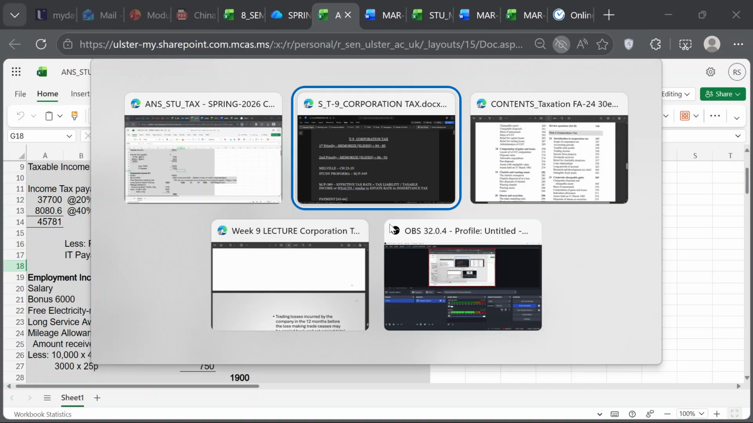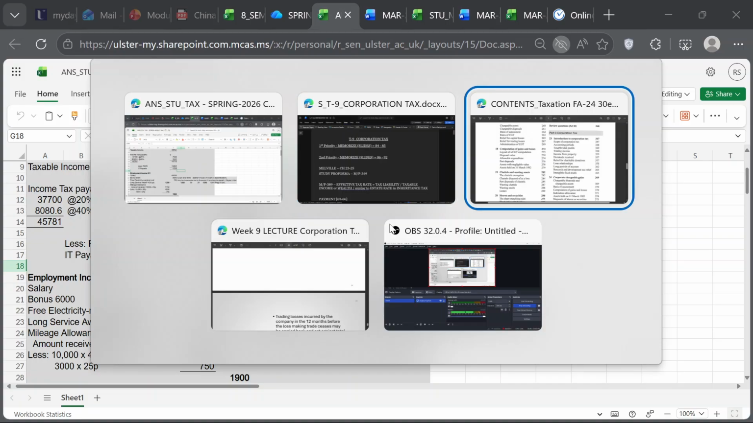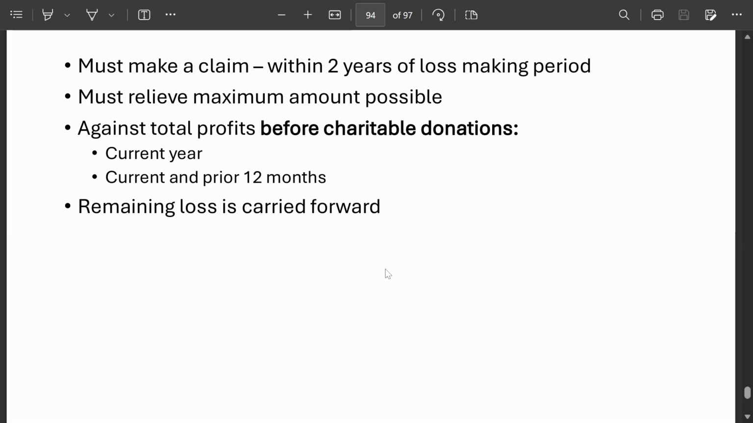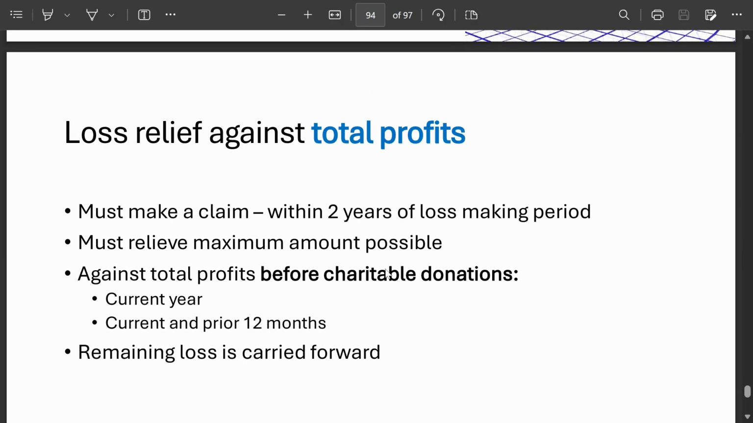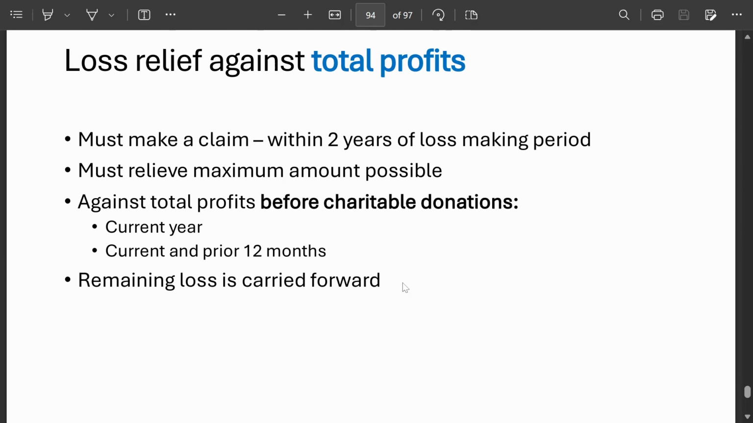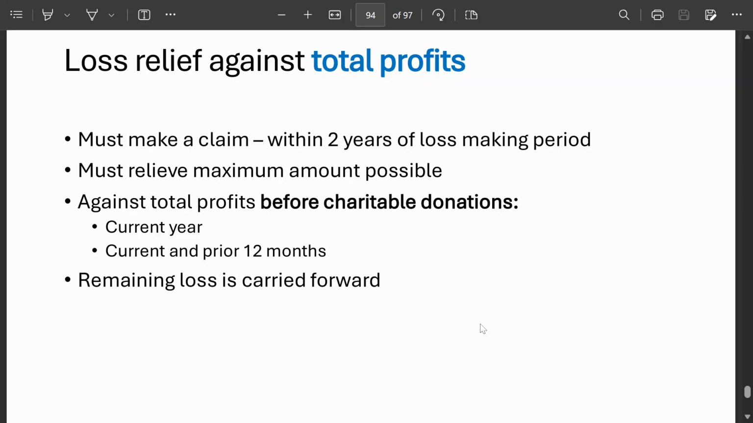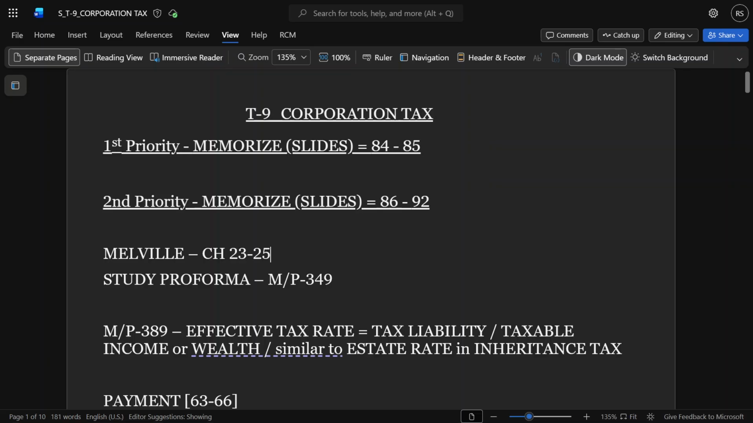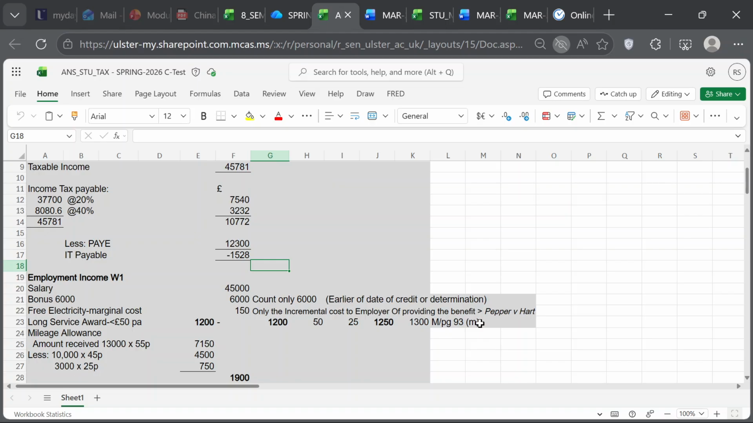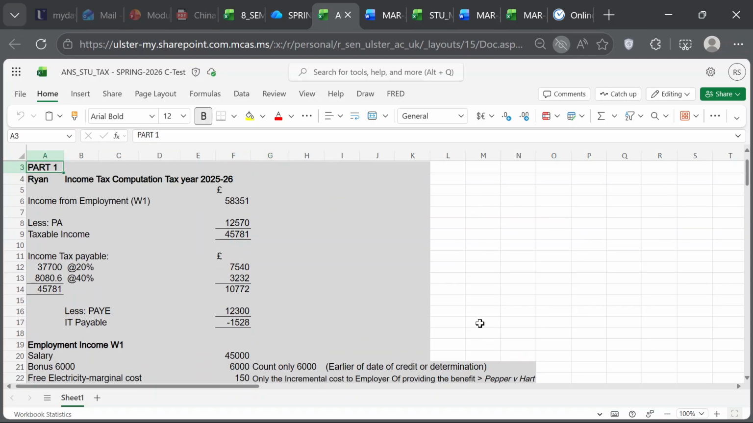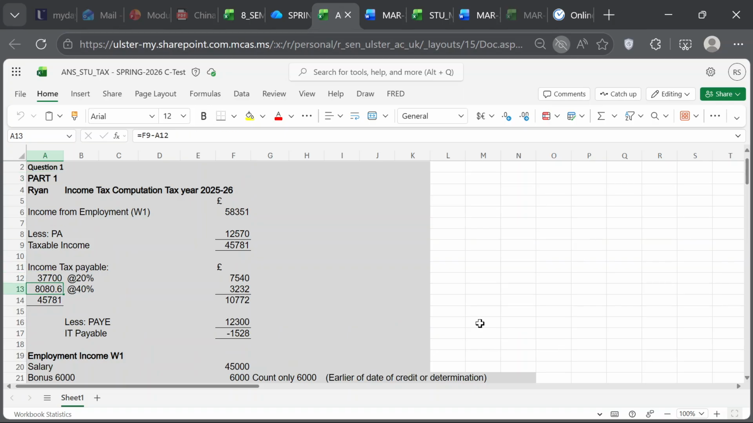So what I was trying to tell you is, loss relief against total profit. You have to look at that pro forma which I showed you, page 349, and practice this. Check your mistakes from this. You're going to get a similar kind of question, but this time on corporation tax. But the adjustments you have to add back, all the things you did here.